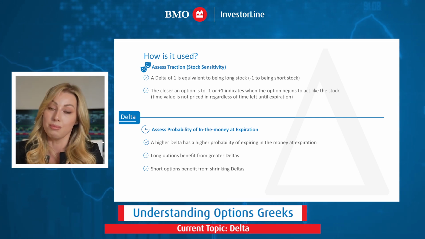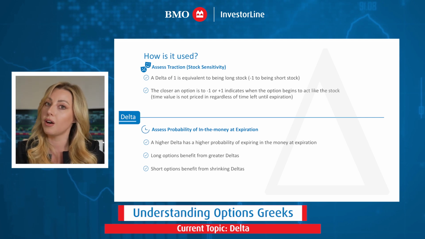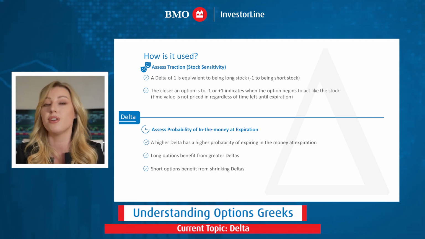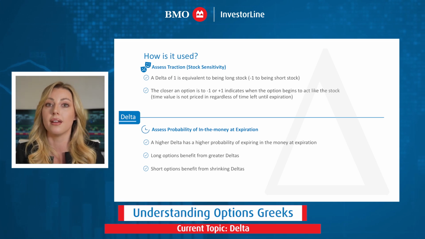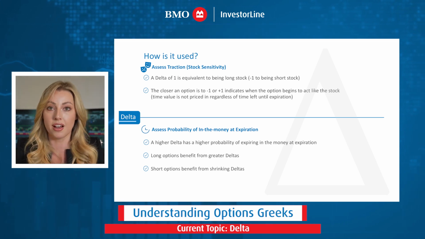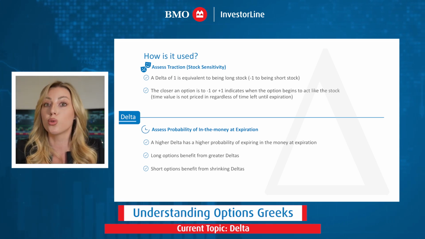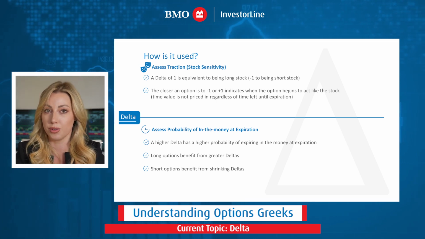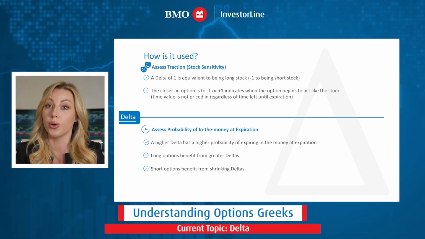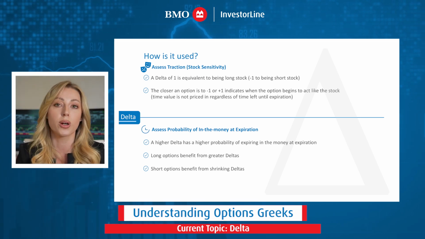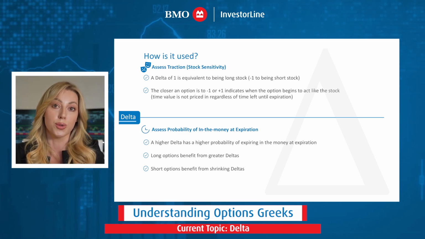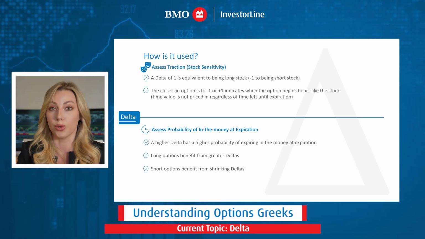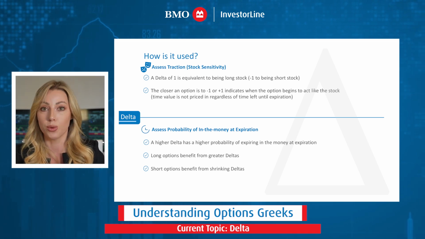Long options, because we want them to go up in value as much as possible. So purchased options benefit from deltas going to either end of that measurement scale, whereas short options don't want that to happen. They are neutral with a slight directional bias. So a short call is neutral to bearish. A short put is neutral to bullish. That's on an individual basis.